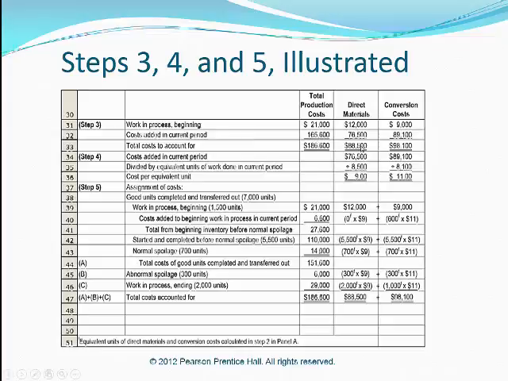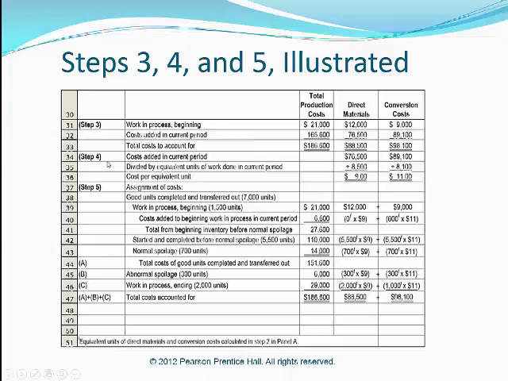88,500 is the total of our direct materials. 98,100 is the total of our conversion cost. These two numbers will also be check figures for the last line to make sure that we have gotten everything where it needs to go.